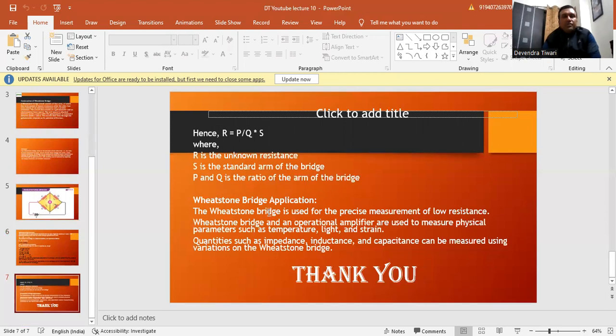Now its applications. The Wheatstone bridge is used for the precise measurement of low resistance. A Wheatstone bridge and an operational amplifier are used to measure physical parameters such as temperature, light, and strain. These are further applications of this bridge. Quantities such as impedance, inductance, and capacitance can be measured using variations on the Wheatstone bridge. But we are primarily focusing, as per your semester, on the measurement of low resistance, which is done by the Wheatstone bridge.